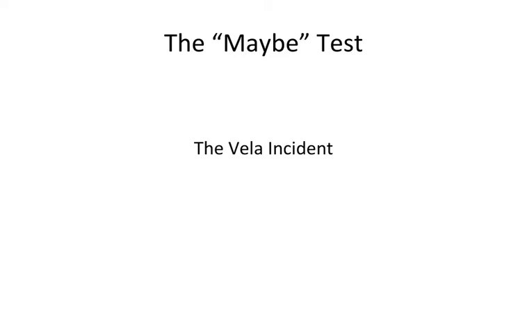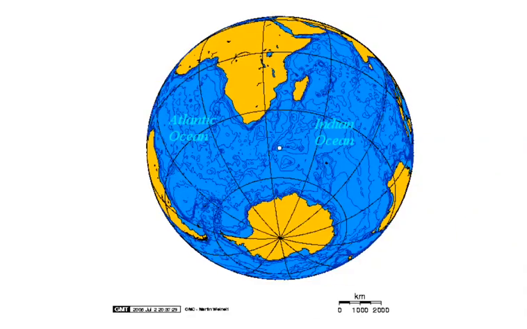So the incident took place off the Prince Edward Islands off Antarctica. Please don't confuse that with Prince Edward Island in Canada, but Prince Edward Islands off Antarctica. And the most widespread theory is that this double flash resulted from a joint South African and Israeli nuclear test. The reality is we just don't know.